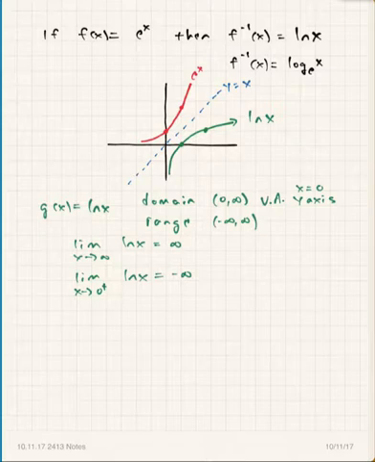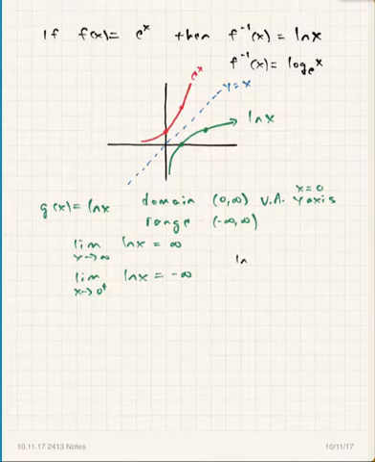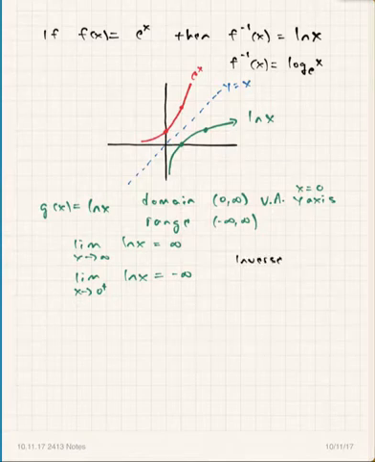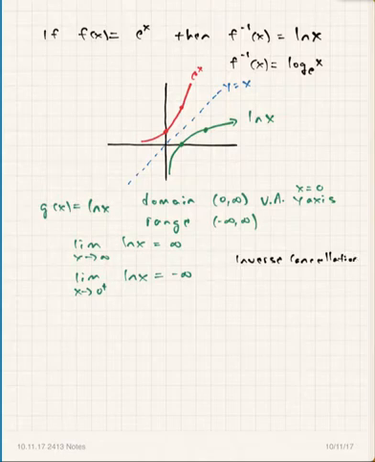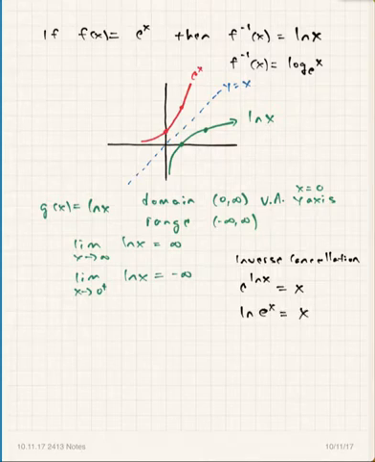Because the functions e to the x and natural log of x are inverses of each other, we have inverse cancellation properties. And so the inverse cancellation properties look like this: e to the natural log of x is equal to x, and the natural log of e to the x is equal to x also. And those are the specific versions of inverse cancellation for these functions.